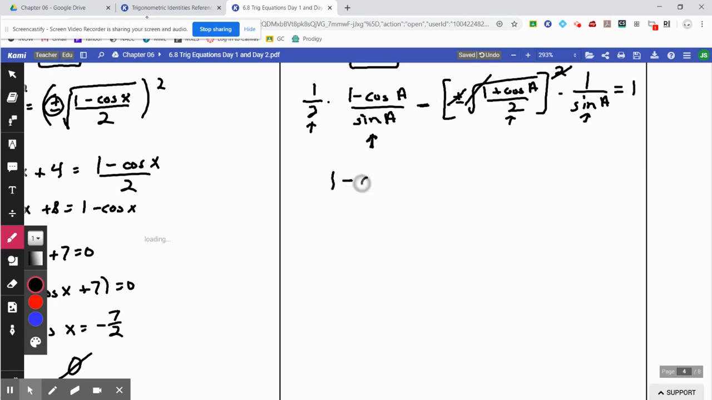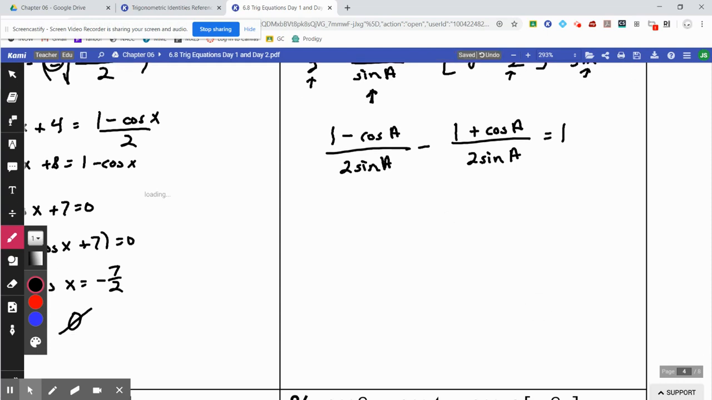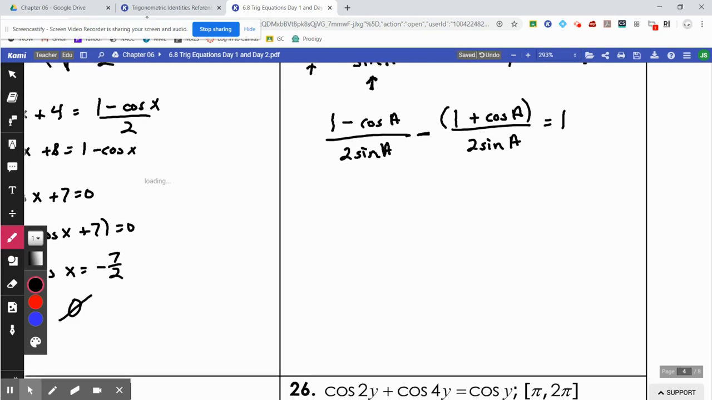So on top, I have 1 minus the cosine of A over 2 sine A minus 1 plus the cosine of A over 2 sine A is equal to 1. So I have a common denominator so I can combine the tops. Since you have minus a fraction, remember that this is going to be in parentheses. When you do 1 minus 1, those will cancel. Negative cosine A minus cosine A would be negative 2 cosine A, which is what is left on top. On bottom, you are left with 2 sine A is equal to 1.